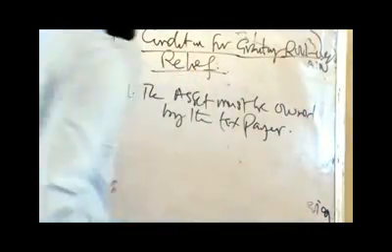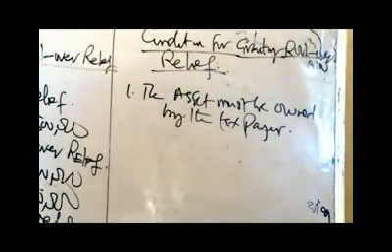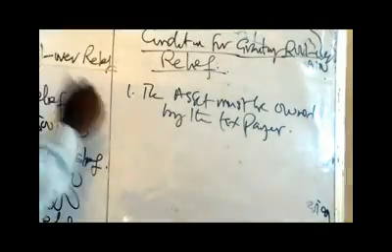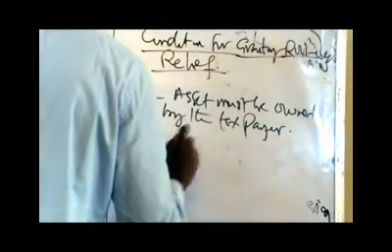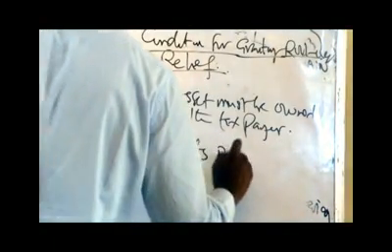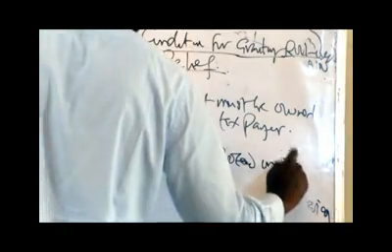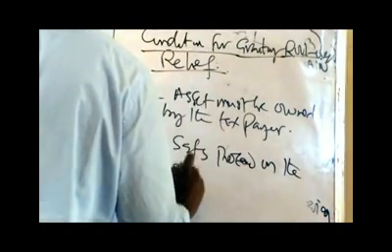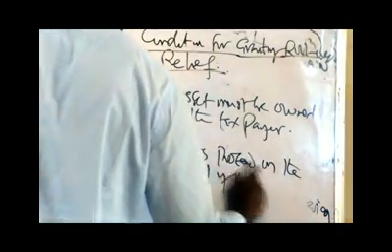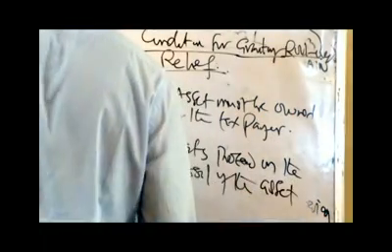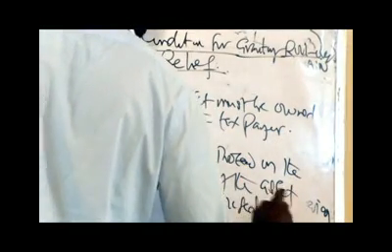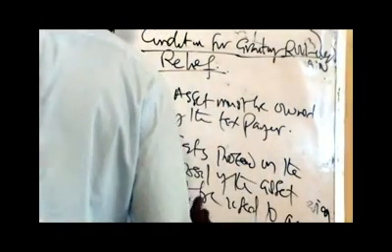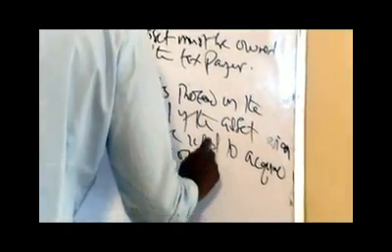The asset must be owned by the taxpayer, which means that to enjoy rollover relief, the asset must be owned by the taxpayer. Number two is that the sales proceeds on the disposal of the assets must be used to acquire the same class of the assets.